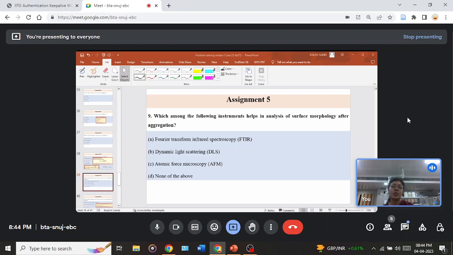So you have to focus on what the question is asking. The question here asks, which of the instruments helps in analysis of surface morphology after aggregation? So does FTIR help in analyzing the surface morphology? What does it do? Can you think? FTIR. Again, you have DLS. Can you think what DLS helps us to analyze? Then we have AFM, or you can have neither of them as your correct option.